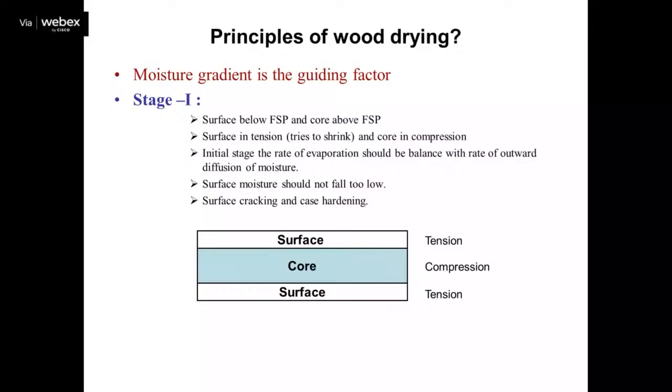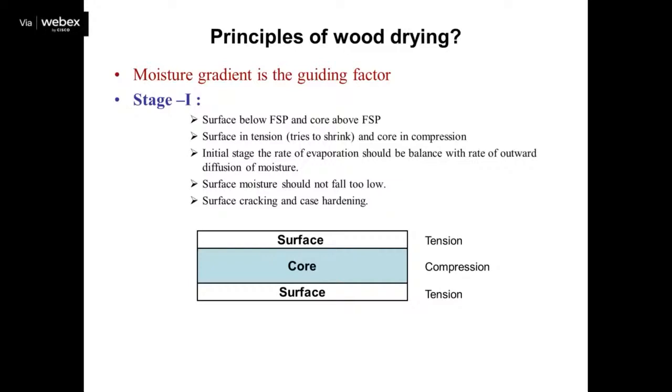So what are the principles of drying? As I told, the moisture gradient is the guiding factor. So let us see what happens when we have just cut the wood, when the wood has been harvested and there is a 100% moisture content in the wood. The moisture is equally distributed throughout the wood sample. So we can divide the wood into three parts: the surface, the core; there are two surfaces and one core.